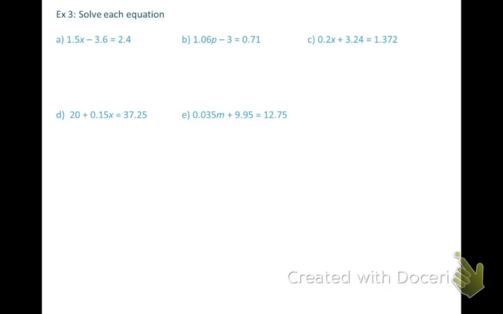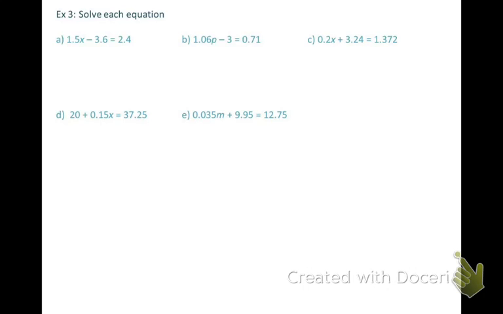All right, here's some decimal stuff. Solve each equation. Okay, so we're going to do it a different way today. We are going to get rid of the decimal before we do anything else. So, if you look at it, we're going to say it in the mathematical terms: 1 and 5/10 x minus 3 and 6/10 equals 2 and 4/10.